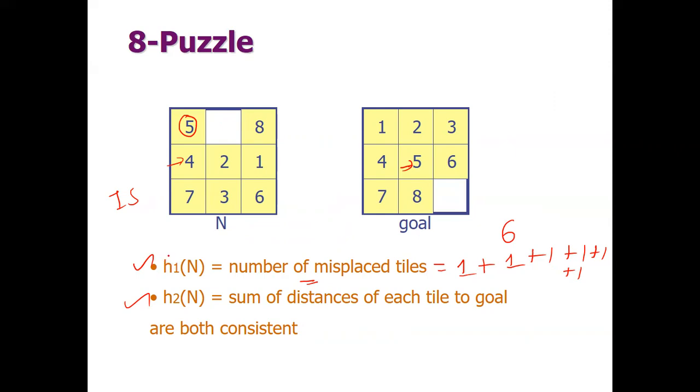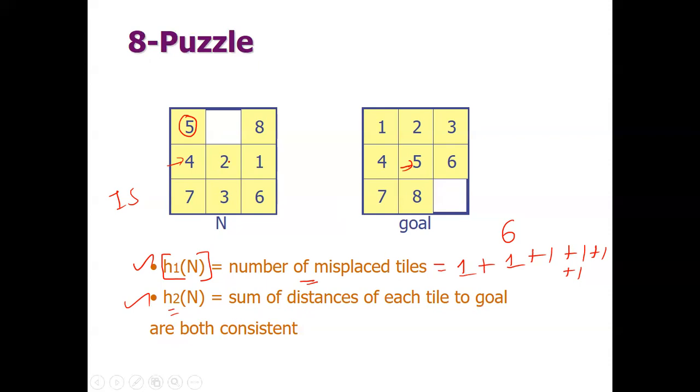If you use this first heuristic function to solve this problem, this is how we calculate the heuristic value. But this problem can also be solved using this heuristic function h2 of n. What it says is the sum of distances of each tile to the goal. So this is the second heuristic: the sum of the distances of each tile to the goal.